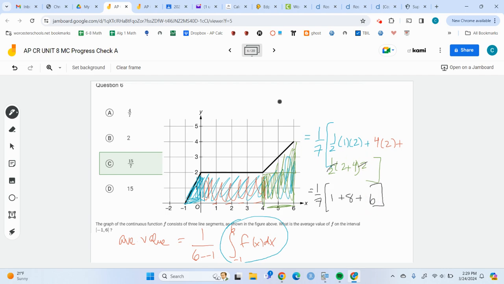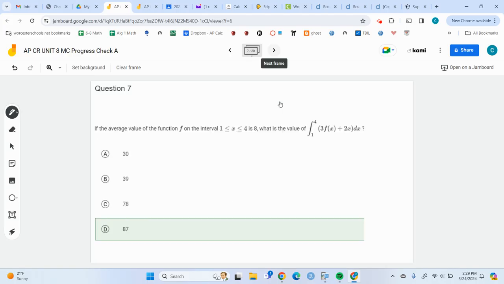All right, that's 9 plus 6 is 15 times 1/7 is 15 over 7. Yay. Okay, question number 7. Ooh, I love this one. As I was copying and pasting this Jamboard, I read this and I was like, this is a good problem.